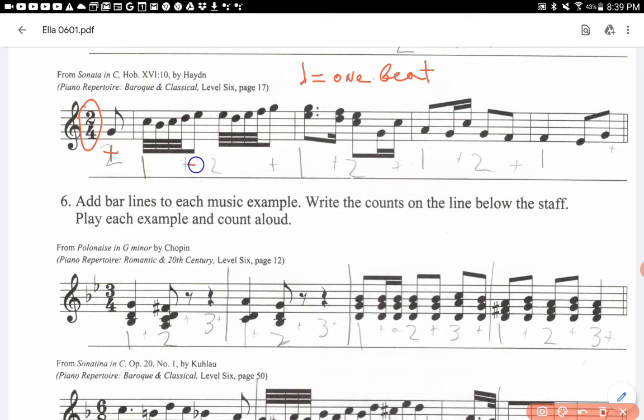So that means your "and" needs to be strictly under this eighth note. Your 2 is correct, your "and" is correct. I would do 1 E and right here, 2 E and, okay, 2 E and, 1 E and, okay, 1 E and, 2 and 1 and 2 and, okay.